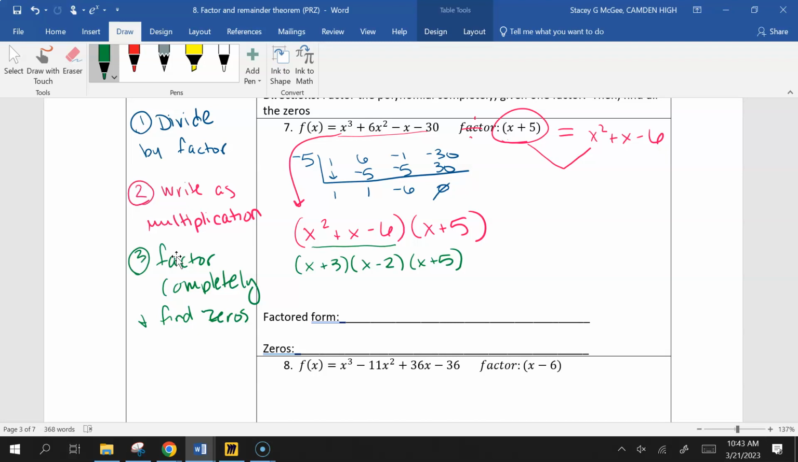There's my factored form. None of the parentheses factor down any further, so that is my factored form. Essentially what we're doing here is we're factoring by division instead of factoring using a previous method. What are the zeros here?